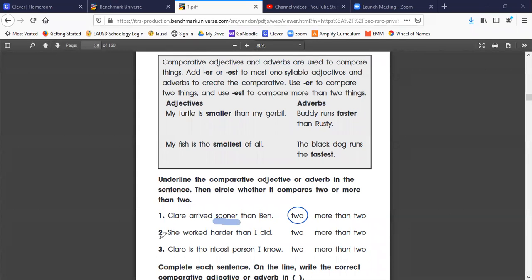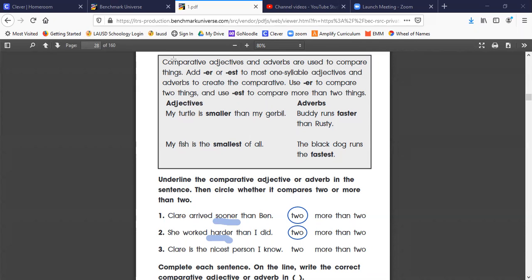Let's look at number two. She worked harder than I did. We're comparing she and I. She worked harder. It's telling how she worked. She worked harder than I did. We're comparing again. We're comparing two things, Claire and I.